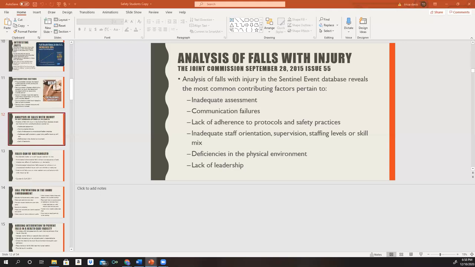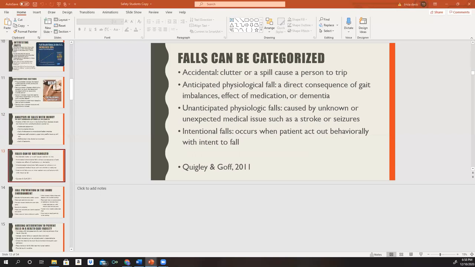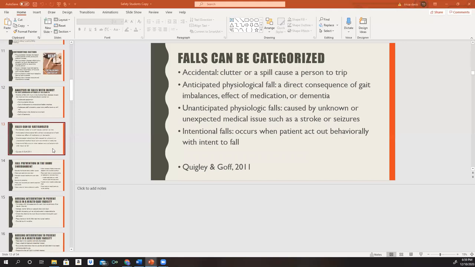So falls can be categorized. They can be accidental, which is when clutter or a spill caused a person to trip. You could have an anticipated physiological fall, which is a direct consequence of gait imbalances, the effect of medication you gave them (maybe you gave them a new heart medicine and it really dropped their blood pressure), or confusion because they have dementia. Then you have unanticipated physiologic falls, which are caused by unknown or unexpected medical issues, such as a stroke or a seizure. And then you have intentional falls, which occur when patients act out behaviorally with the intent to fall. They're trying to get a rise out of you, trying to get attention, and they just throw themselves on the floor. I have seen that more often than I probably ever should have, but it does happen.